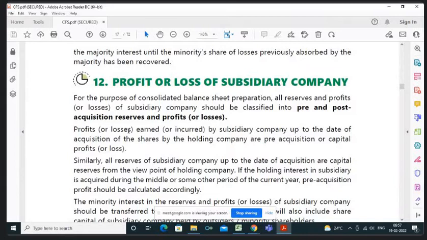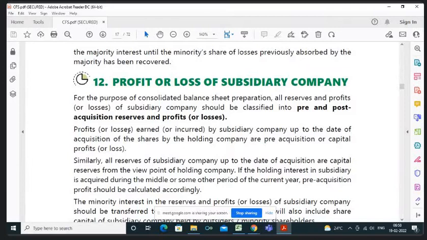But if the balance sheet is as on 31st March, but the holding company acquires the shares in the month of say June, July, August, that is in the middle of the year, then what do we need to do? Then we have to find out the profit or loss and reserves and surplus exactly on the date of acquisition. Sometimes it is possible to prepare a financial statement as on the date of acquisition. Sometimes it is not possible. Then what do we have to do? We have to do it in a reasonable manner.